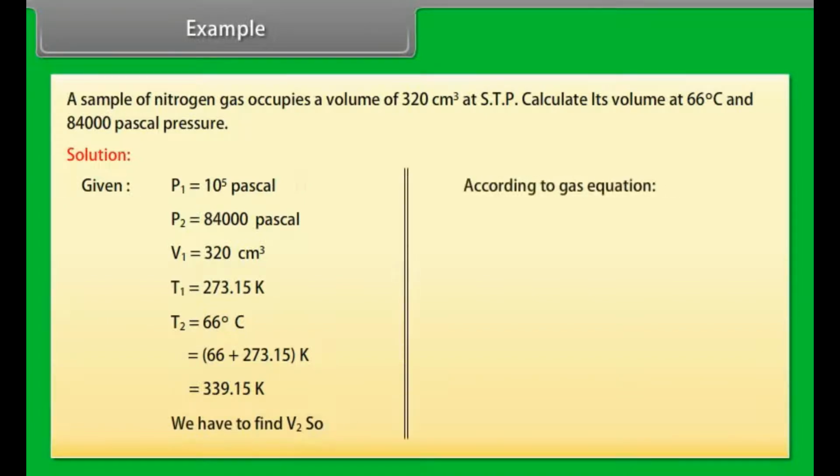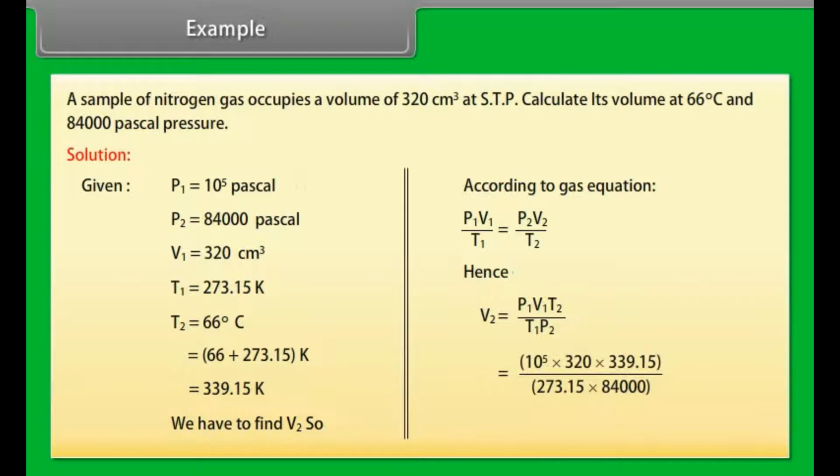So, according to the gas equation, P1V1/T1 is equal to P2V2/T2. Hence, V2 is equal to P1V1T2/(T1P2), which is equal to 10^5 times 320 times 339.15 divided by 273.15 times 84,000, which is equal to 473 cm³.